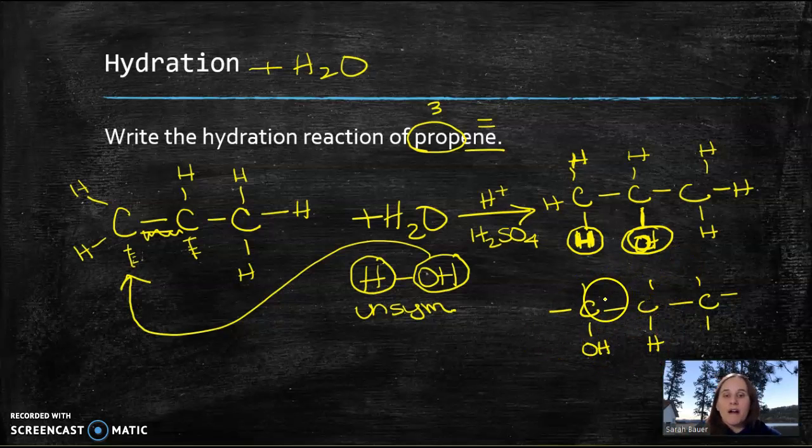So this is where Markovnikov's rule comes into play for our unsymmetrical addition reactions. We have to consider that both of these are actually going to get made. If you had a little flask and you were doing this reaction, both of them would get made. The question is, what's the major product?